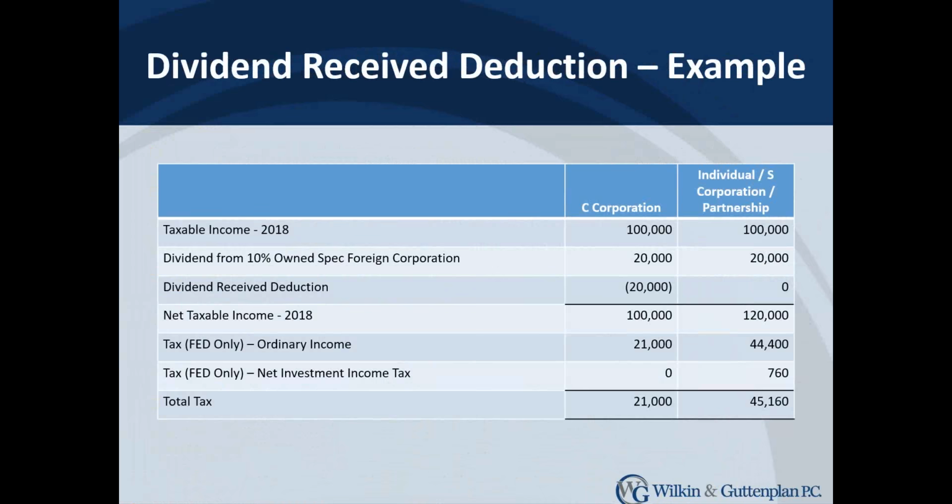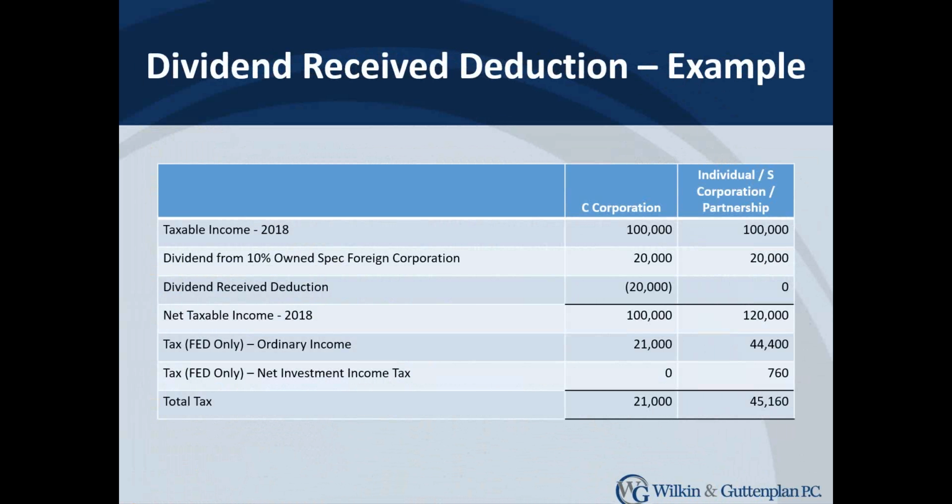Now let's go through an example. So in our example, we have a U.S. business that has taxable income of $100,000 that also receives a dividend of $20,000 from a foreign corporation that it owns at least 10% of. So we've got two columns. The column on the left is what if that foreign corporation is owned by a C corporation, and the column on the right is what if that foreign corporation is owned by something other than a C corporation: an individual, an S corporation, a partnership. So in both cases, my starting point is my taxable income of $100,000. I have my $20,000 dividend.